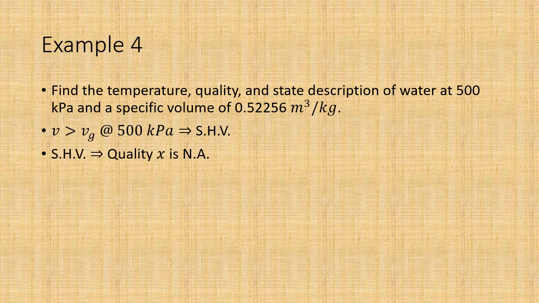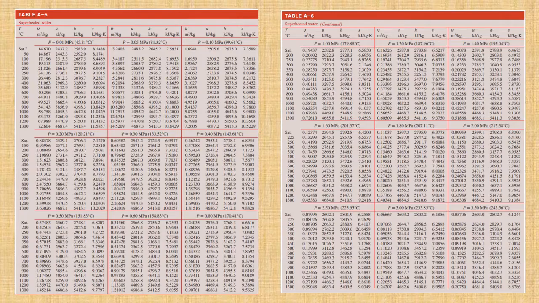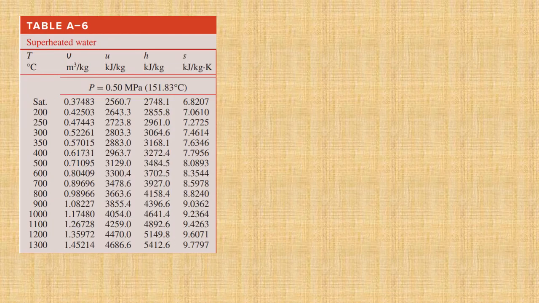Now, we only need to find the temperature, so we head over to the superheated water table. The given pressure of 500 kilopascals, which is equal to 0.5 megapascals, is represented by this box. Let's zoom in for a better view. We can start by writing down the information that we have. Pressure P is equal to 0.5 megapascals, and specific volume V is equal to 0.52256 meters cubed per kilogram.